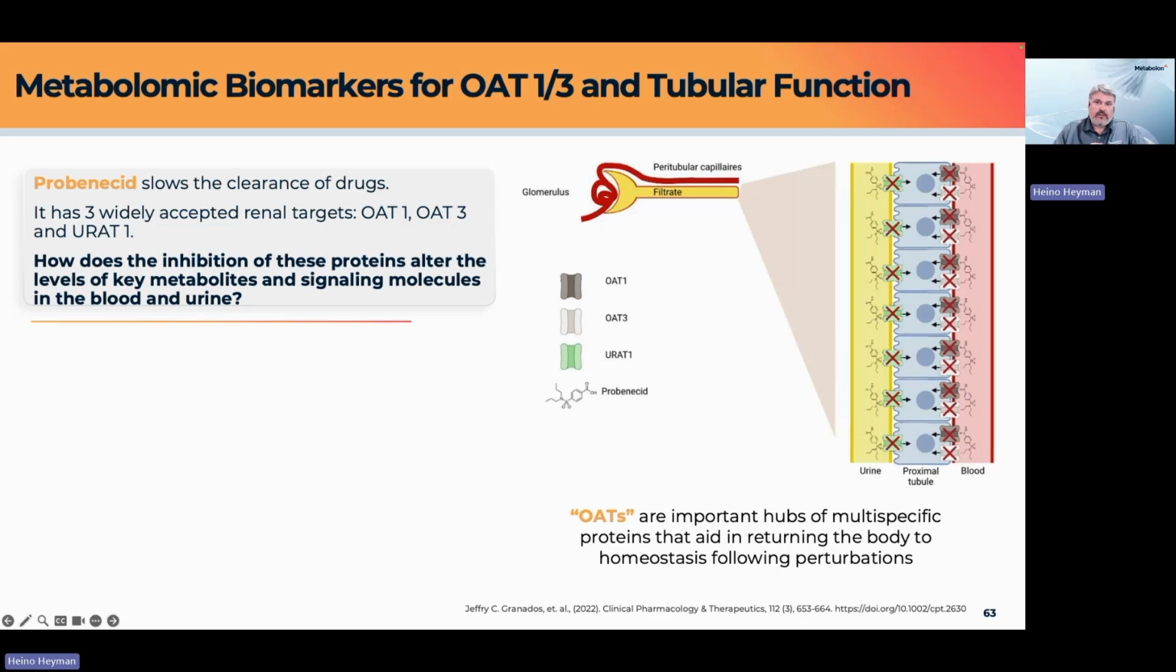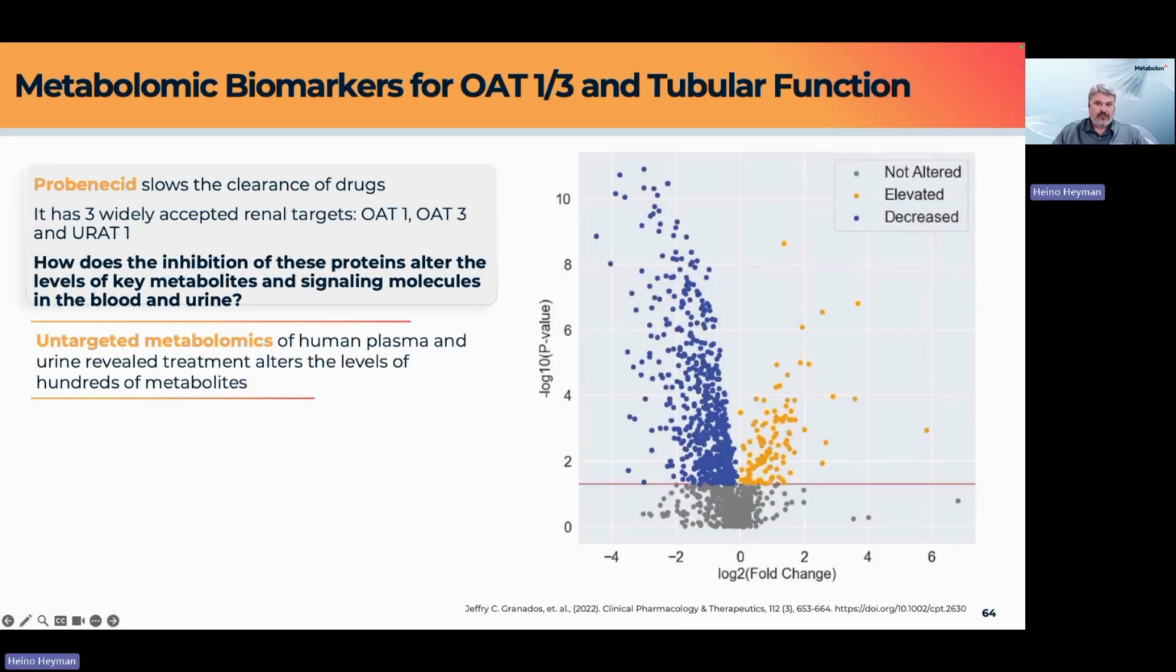So with that, the study hypothesis became that, given the primary expression of known in vivo probenecid targets OAT1, OAT3, and URAT1, the inhibition of these proteins would significantly alter the levels of key metabolites and signaling molecules, both in blood and urine. So let's dig a little bit deeper into the study.